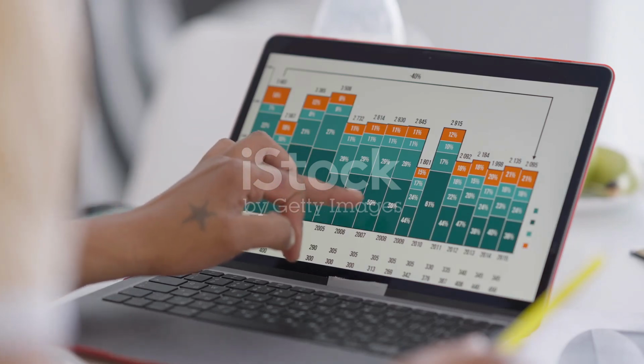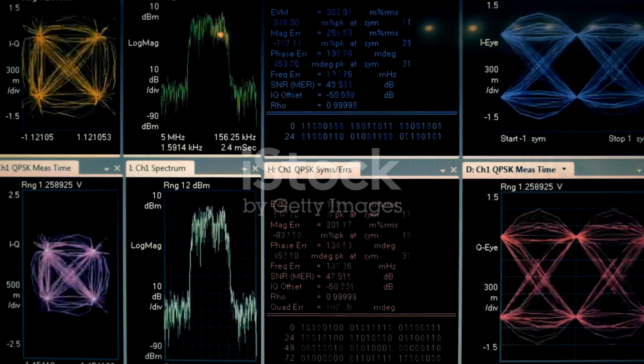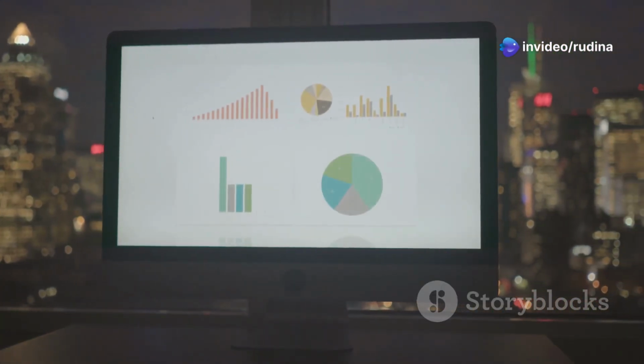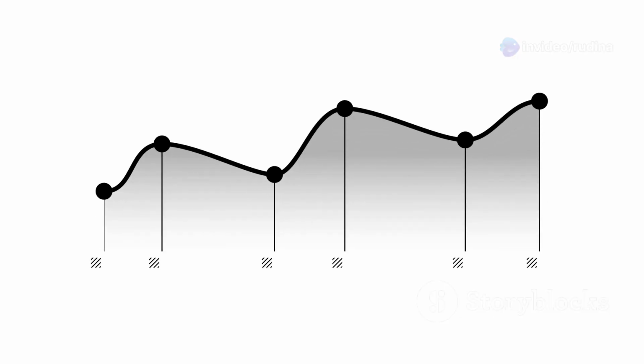Visual representation of data is achieved through charts in Excel. There are several types of charts you can use. Column chart displays data in vertical bars, making it ideal for comparisons. Line chart shows trends over time using lines. Pie chart represents proportions or percentages as slices of a circle. Bar chart, similar to a column chart but uses horizontal bars.